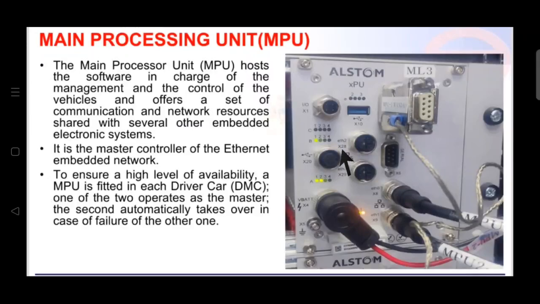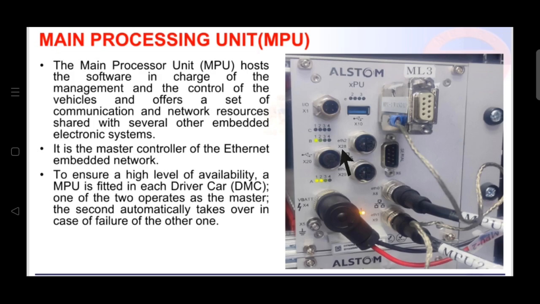Hi, in this video we're going to talk about the main processing unit, which is an important part of TCMS, the train control monitoring system, also known as the train control management system. Earlier we have spoken about the same topic. The train control management system, or monitoring system, is responsible for controlling and monitoring all the activities happening in the train. And we have taken many examples of the controlling and monitoring.